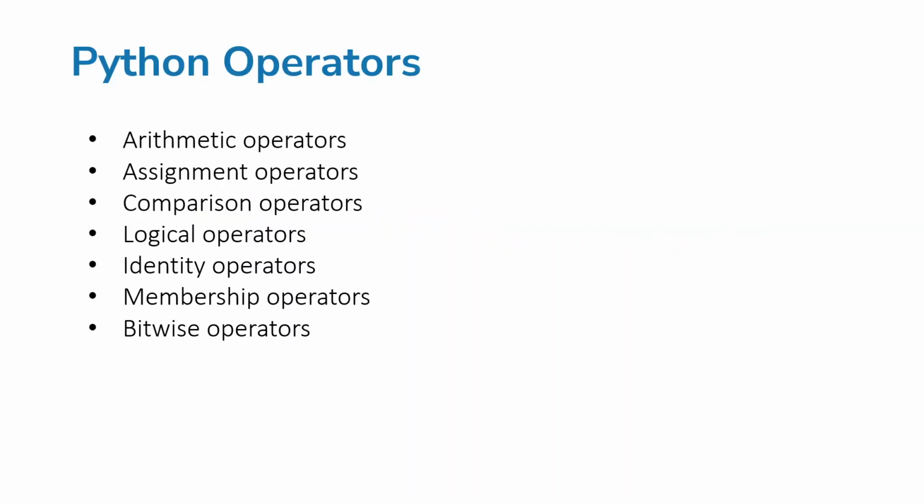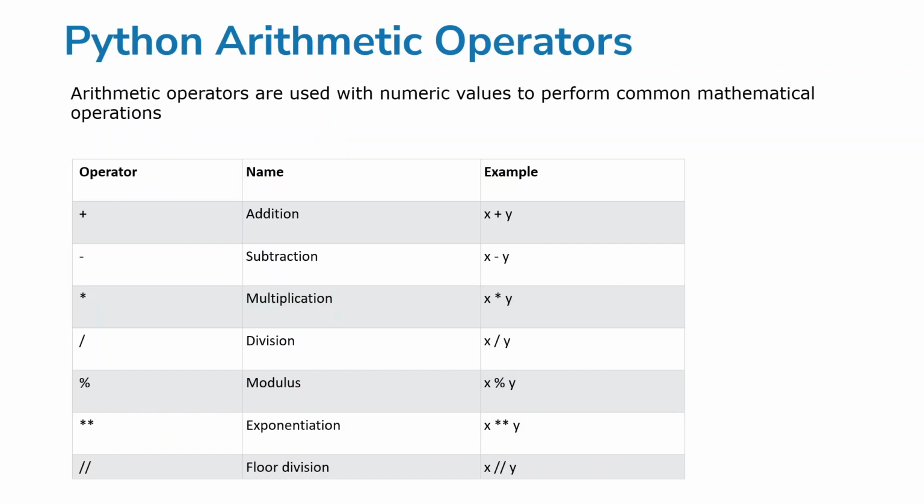These are a few popular operators available in Python: arithmetic, assignment, comparison, logical, identity, membership, and bitwise. For this video, I'll just cover the first three: arithmetic, assignment, and comparison. In part 2 of this operators video, I will cover logical operators, identity operators, membership, and bitwise. So let's jump into arithmetic operators.